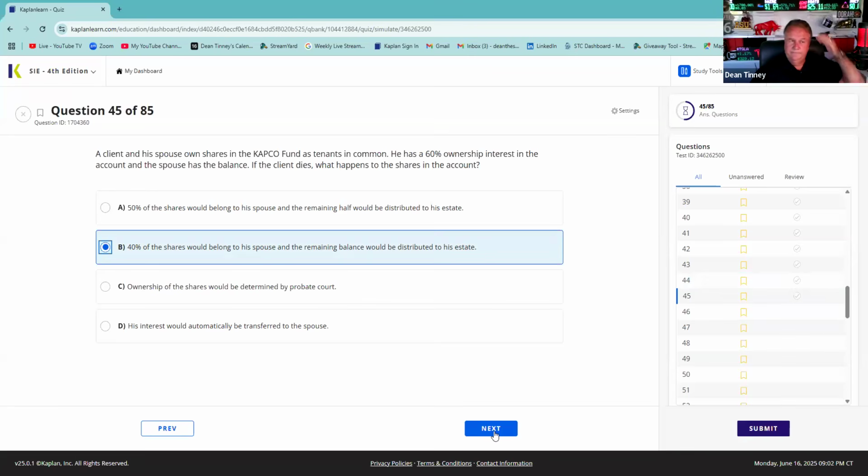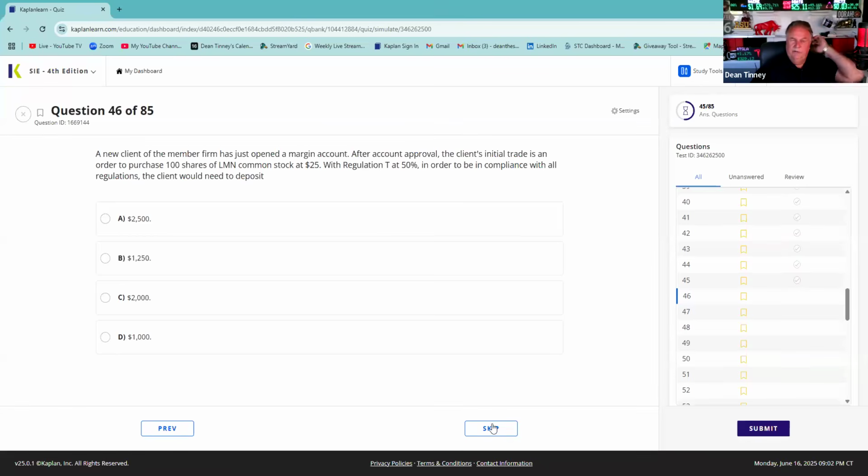That's very testable. A new client of the member firm has just opened a margin account. After account approval, the client's initial trade is to buy 100 shares at 25. This is very much a test question. With Reg T at 50%, for the order to be in compliance with all regulations, the client needs to deposit. Stupid, but testable. So it's a new client buying $2,500 worth of stock. If this was not a new customer, the answer would be B. But because he's a new customer, the answer is?